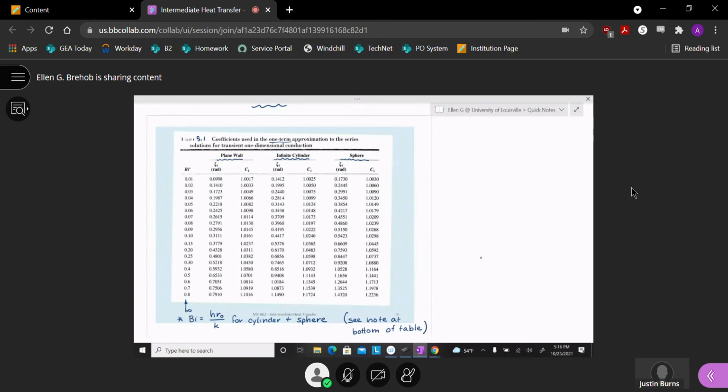Hi, Dr. Briab. I have a question about the homework as well. Yes. So for problem 1, the problem statement says to assume that axial conduction is negligible. Are we assuming that there's no conduction along the length of the slab? Am I interpreting that right? Or is that just in the Y direction?